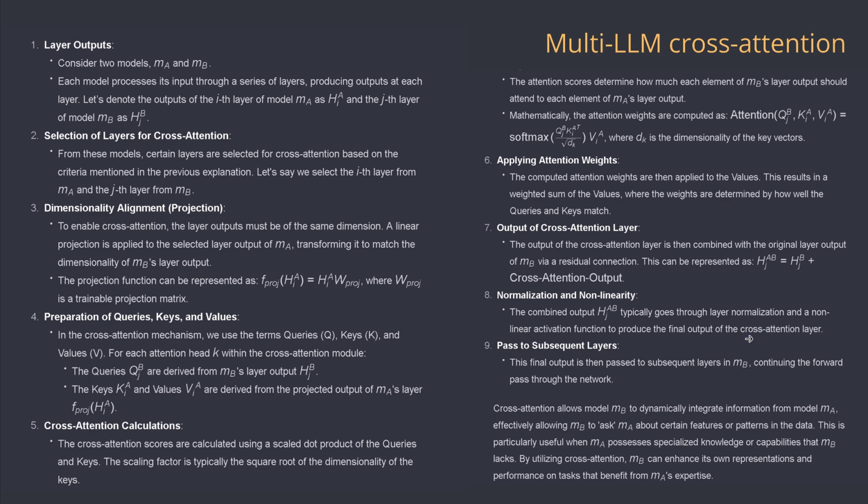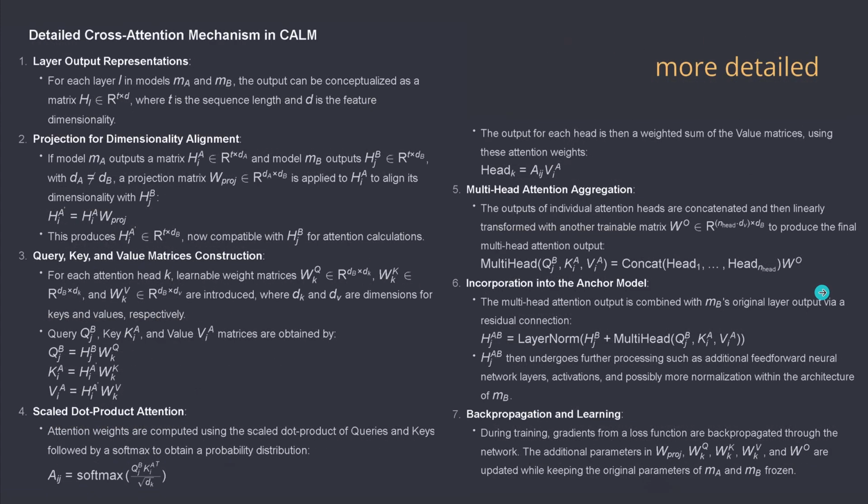So cross attention allows the model B to dynamically integrate information from model A, our smaller augmenting model, effectively allowing B to ask A about certain features or patterns in the data. And this is especially useful when model A possesses specific knowledge or capability that model B is lacking. So we can enhance the representation and performance of both systems.